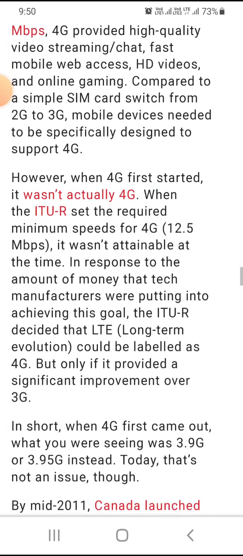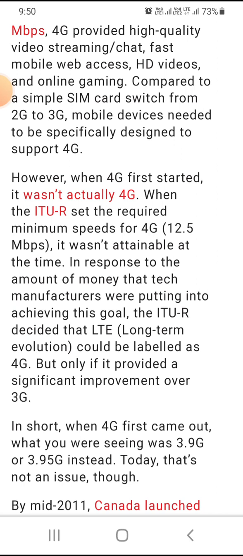However, when 4G first started, it was not actually 4G. When the ITU-R set the required minimum speed for 4G, it was not attainable at that time. In response to the amount of money that tech manufacturers were putting into achieving this goal, the ITU-R decided LTE, long term evolution, could be labeled as 4G, as long as it provided a significant improvement over 3G. In short, when 4G first came out, what you were seeing was 3.9G and 3.95G instead.